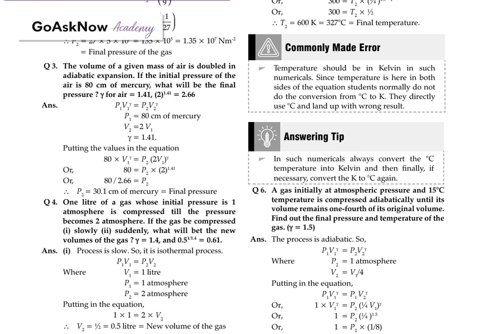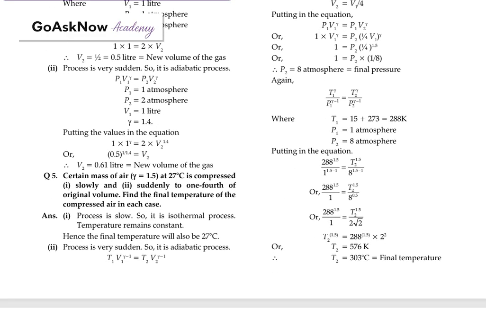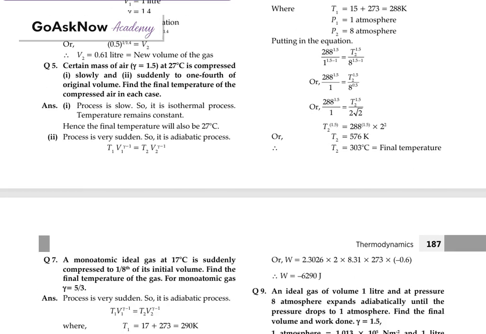Next, the volume of a given mass of air is doubled by adiabatic expansion. If the initial pressure of the air is 80 centimeter of mercury, what will be the final pressure, given the value of gamma? Again, this equation will come for the adiabatic expansion: P1 V1 to the power gamma equals P2 V2 to the power gamma. P1 is equal to 80 centimeter. The values are given, we substitute them, and we get the final pressure P2 equal to 30.1. So these are almost the same as the isothermal equation, and you have to find it out.